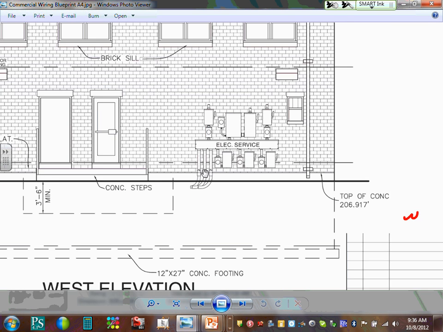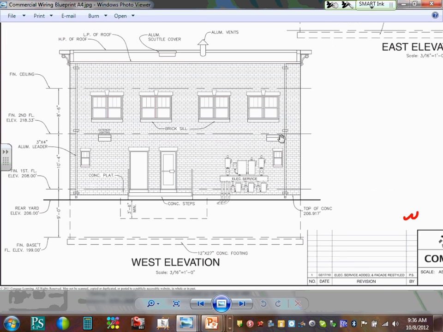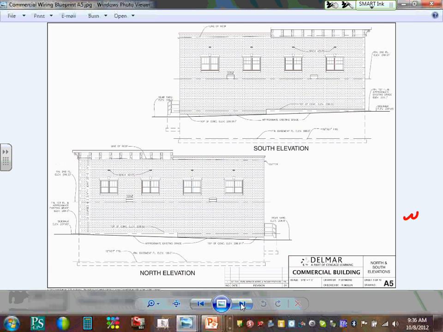Any questions, guys? Any comments? How is the service coming? Can you visualize what the building is and what the service is? Cool. Okay, so that's my service. Let's go back to A5.